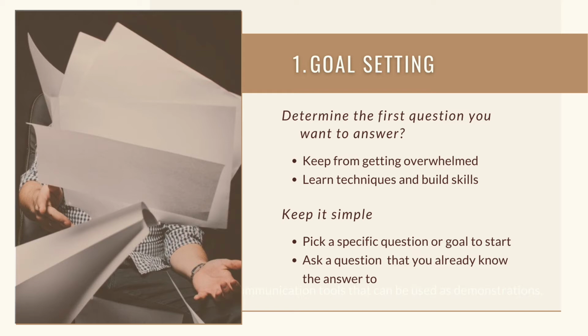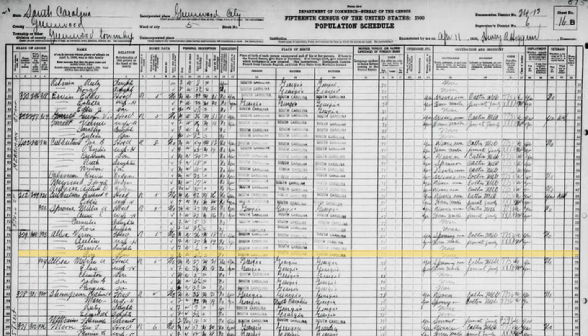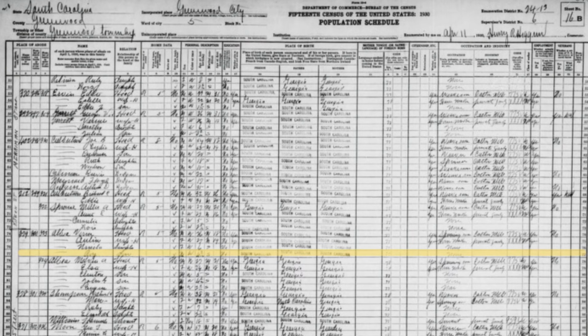For example, when did my Smith ancestors arrive in this country and where did they come from? Or, what were my ancestors' occupations? You might even pick a very simple question that you already know the answer to. For example, asking where my grandfather lived during the 1930 census.